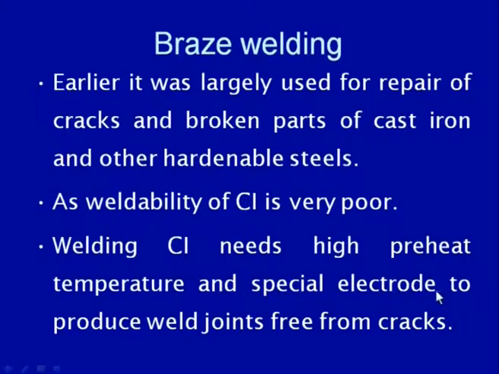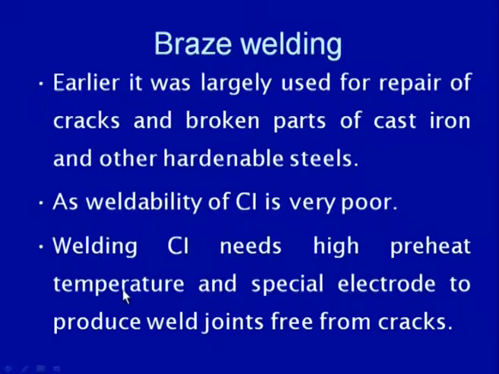Further, it requires special electrodes for producing weld joints which are free from cracks. So, the requirement of the high preheat temperature and the special electrodes makes the cast iron difficult to weld, because excessive cost is to be paid for using the special electrodes, which are mainly nickel based electrodes, and the preheating to the high temperature also makes handling and welding difficult. Because of these two reasons the cast iron is considered to be difficult to weld.